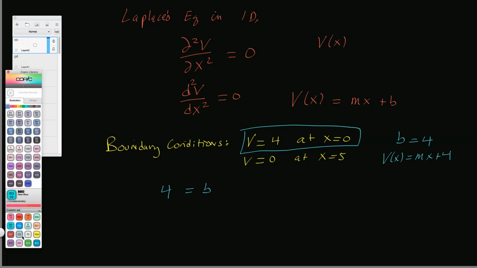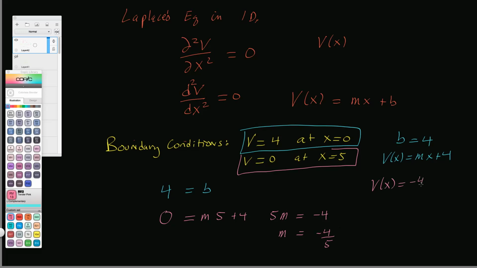Now we've got to find the next one. We have v is 0 at x equals 5, so we have m times 5 plus 4 equals 0. Sorry, I think I messed up my boundary conditions when I was solving for them before. All right, let's solve. 5m is equal to -4, and so m is equal to -4/5. So v of x is equal to -4/5 x plus 4.